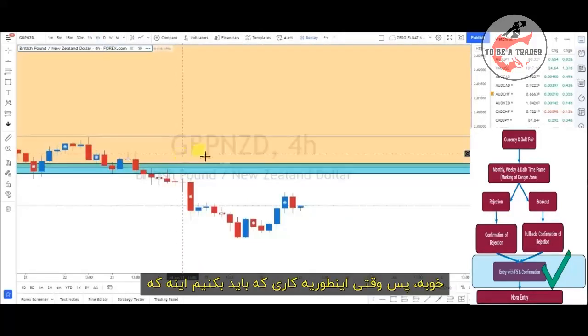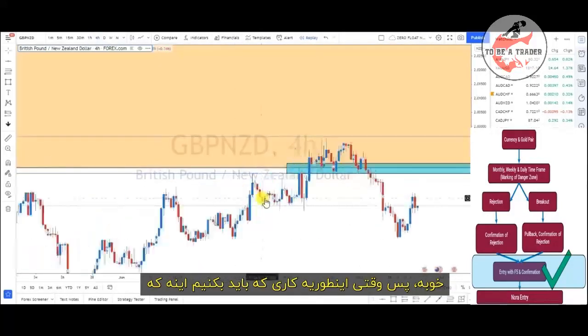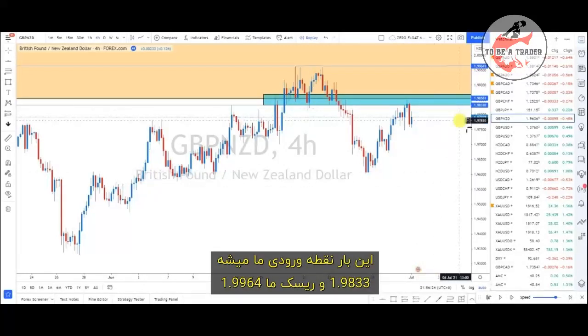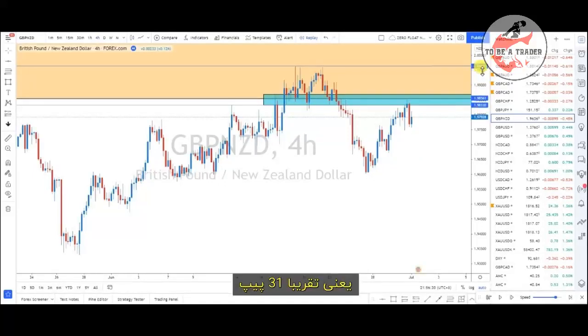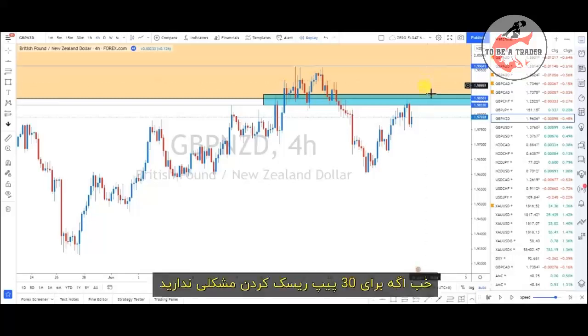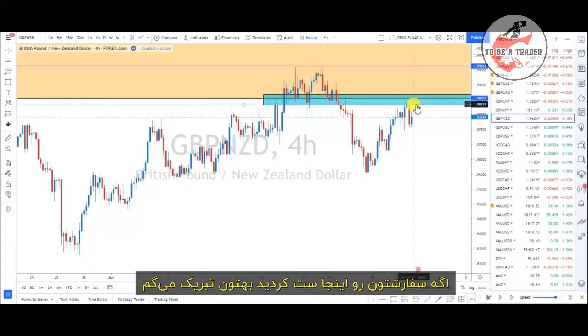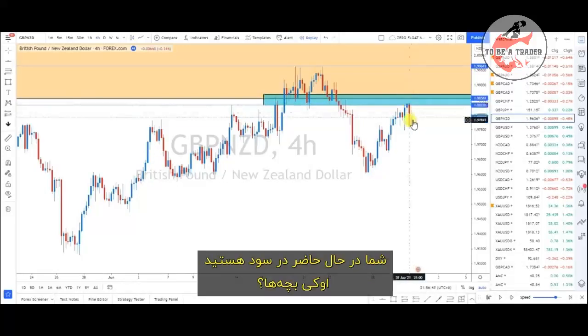Good, guys. Once we have this, we have to check our risk and reward. This time, our entry point will be 1.9833 and our risk is 1.9964. So this is about 31 pips. We have significantly dropped the risk by half. If you are willing to reach 30 to 35 pips, then you can set your PO here. If you do set your PO, then congratulations, you are actually in profit currently.